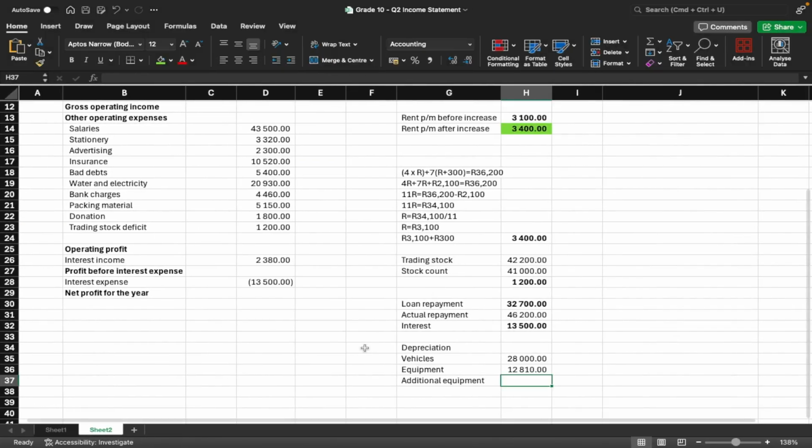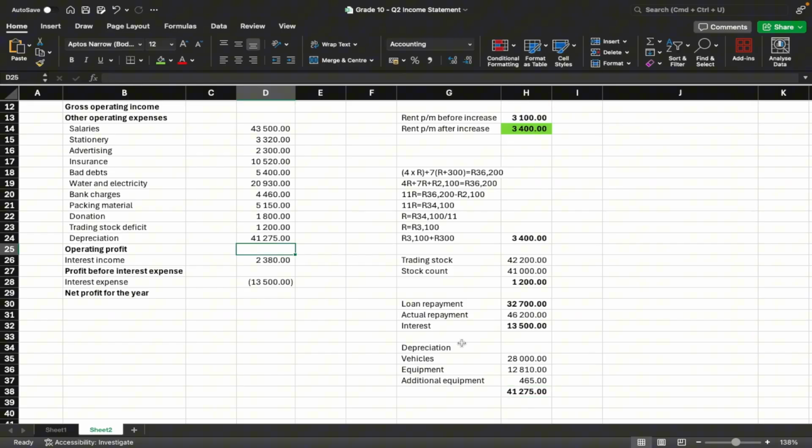So I'm going to take 12,400 multiplied by 15%, multiplied by 3, divided by 12. That gives me 465 Rand. So my total depreciation for all my assets is 41,275 Rand. Okay, and I'll put that as depreciation.